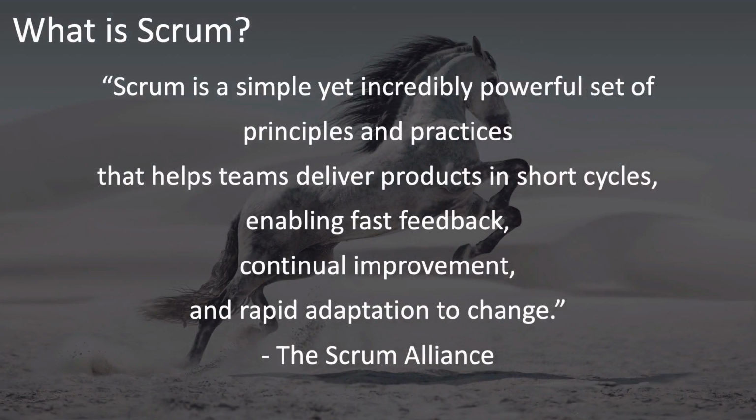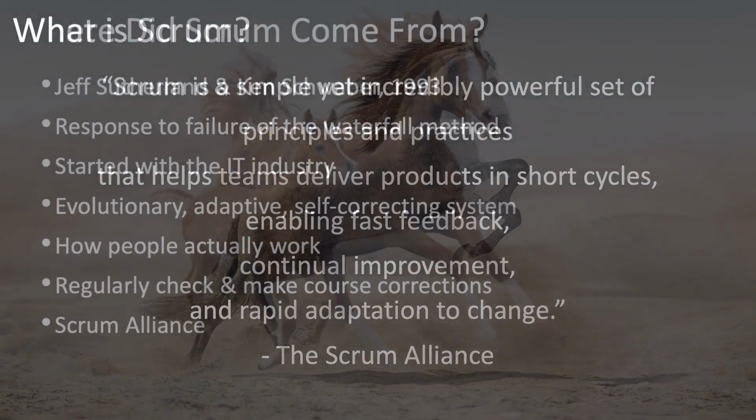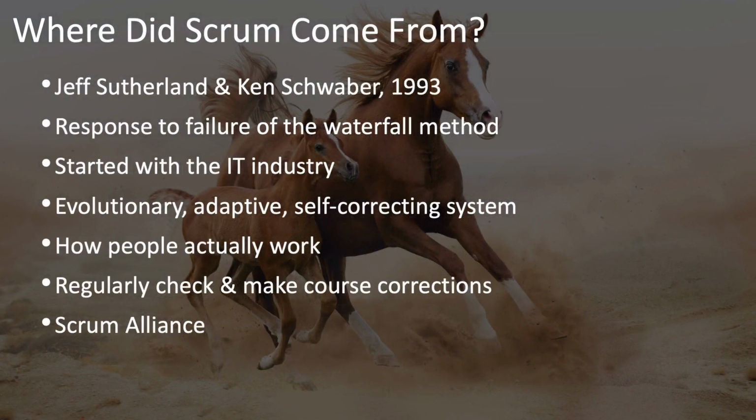Scrum is a simple yet incredibly powerful set of principles and practices that helps teams deliver products in short cycles, enabling fast feedback, continual improvement, and rapid adaptation to change. Scrum was first created by Jeff Sutherland and Ken Schwaber back in 1993. As you can see, this predates the Agile Manifesto, which was written in 2001, about 8 years later.